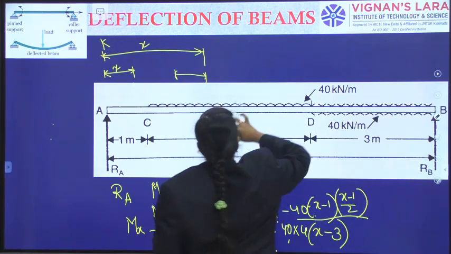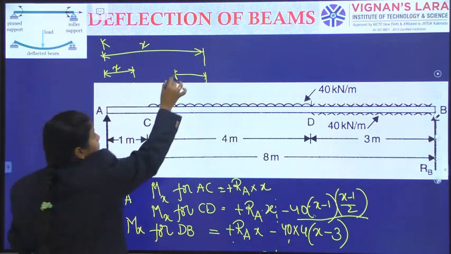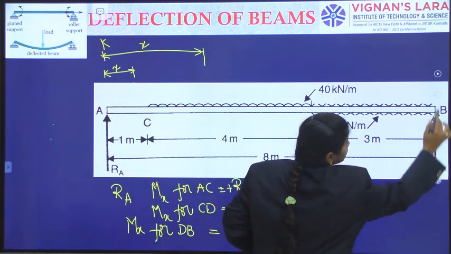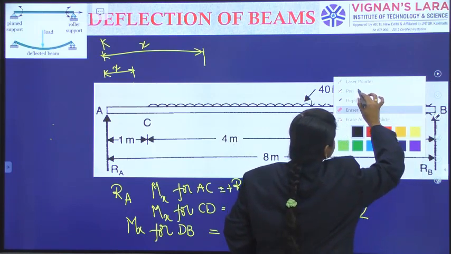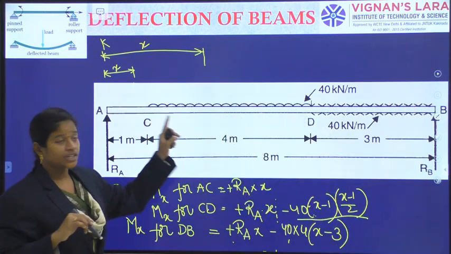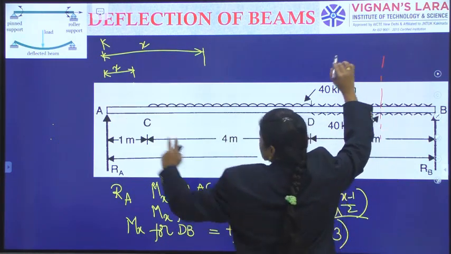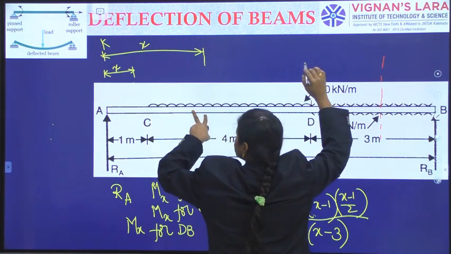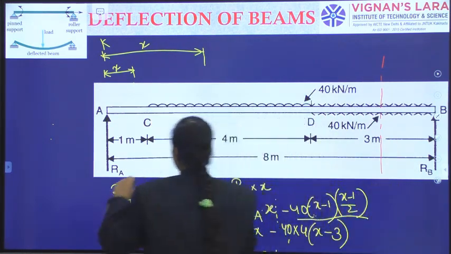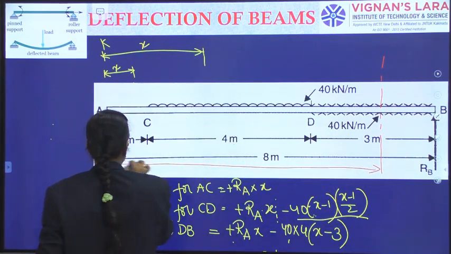See here. Firstly, we are considering the first section and writing like this, and I have applied the UDL like that. Now I am considering the section line here. First section we have taken here and the next section we have taken here. Now I am taking the next section line here after applying the upward UDL and the downward UDL.